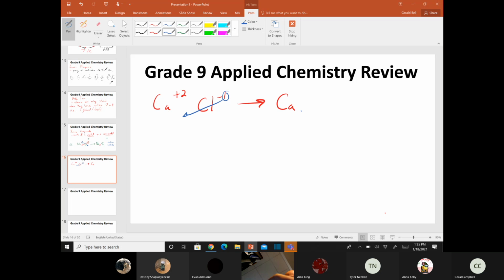Again, we don't usually write the 1 in because it's already understood to be there. And then if we want to figure out how many chlorines there's going to be, that 2 comes down. We get a 2 there. So to name this one, name the first one regular, calcium. Chlorine becomes chloride. Maybe one more.